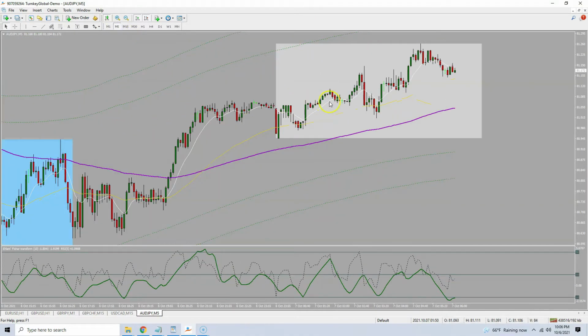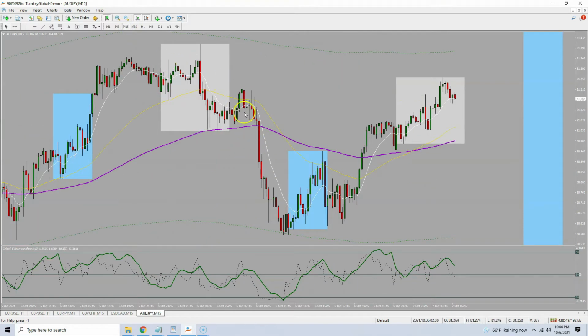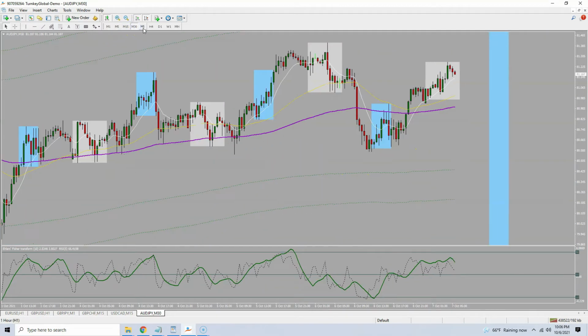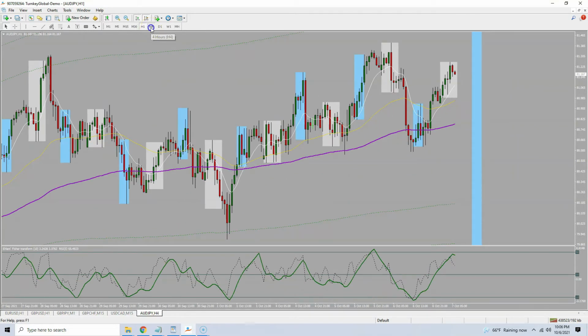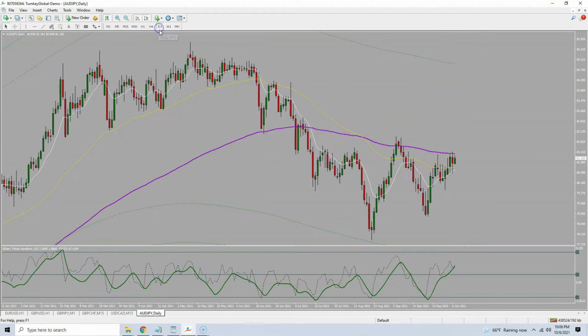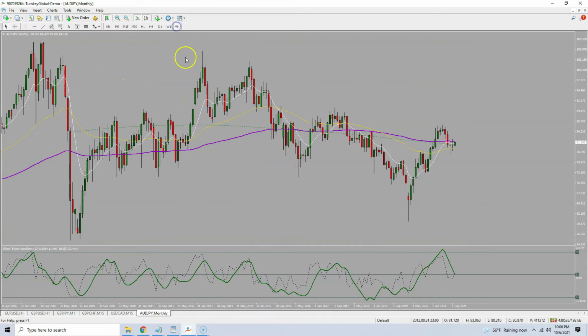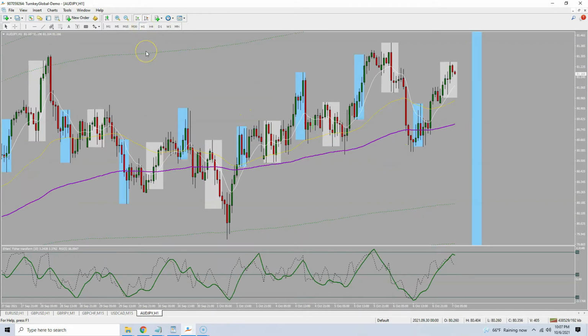M5, now each candle represents 5 minutes of price movement. M15, 15 minutes of price movement. 30 minutes, 1 hour, 4 hours, 1 day, 1 week, and now each candle represents 1 month because we're on the MN. But for our purposes, we focus mainly on the H1 or the 1 hour, the 4 hour, and the 15-minute chart. Those are the 3 charts that we'll be on the most.